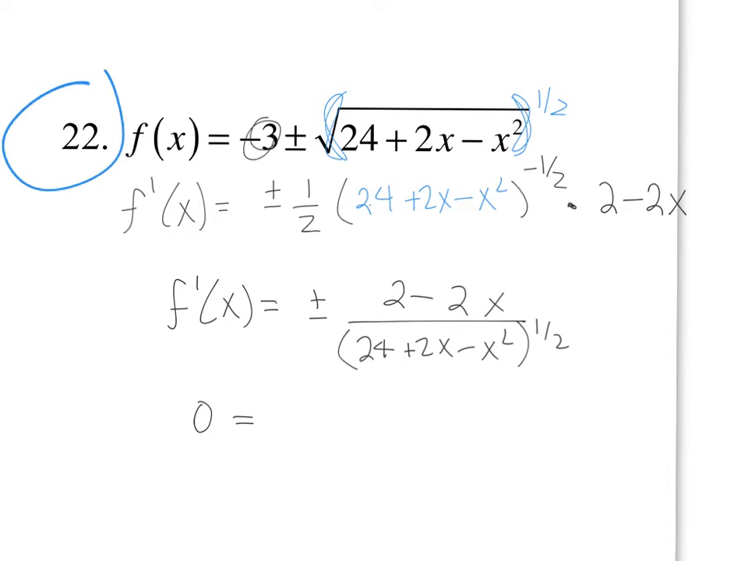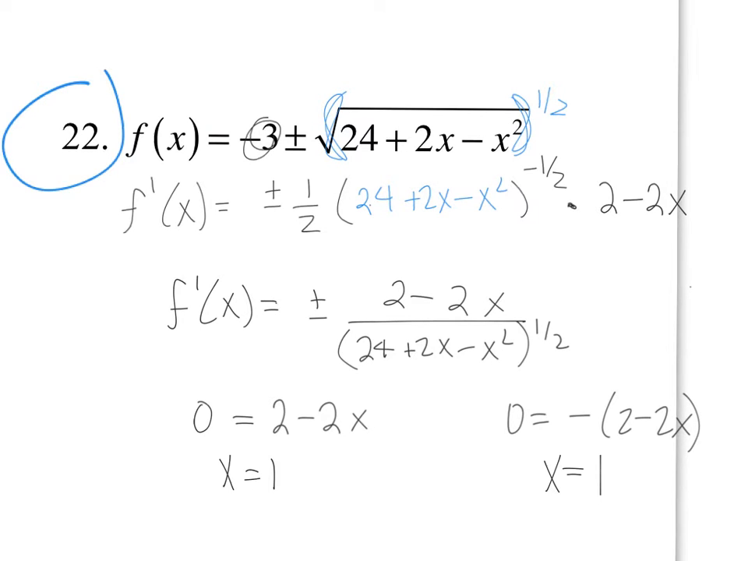And when we set this equal to 0, it's really just finding where the numerator is equal to 0 because the denominator will cancel when you go to multiply it to the other side. So f prime of x is equal to 0 when plus or minus 2 minus 2x is equal to 0. So there's my plus and there's my minus to get my two answers. There's the first equation and there's the second equation. For this one, x is equal to 1, and for this one, x is also equal to 1.